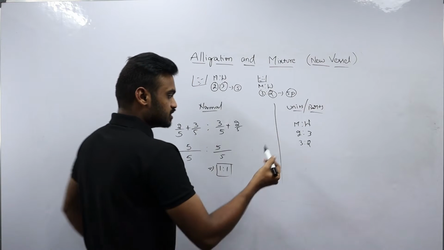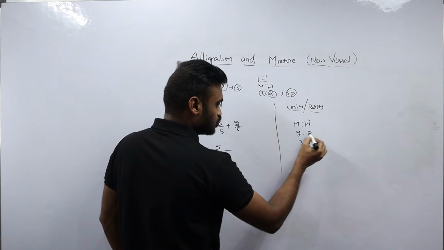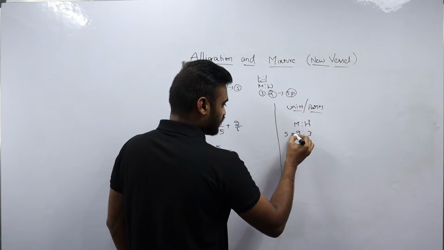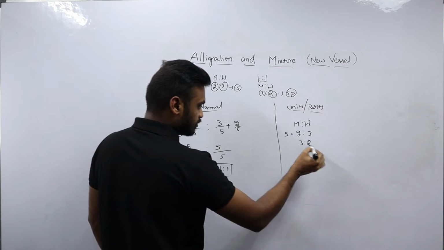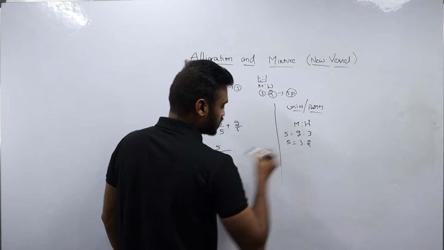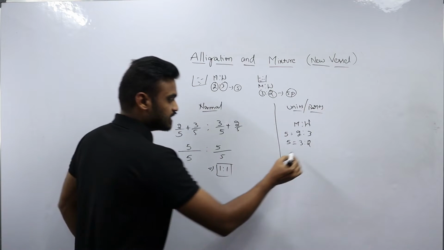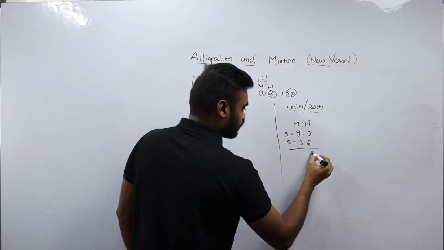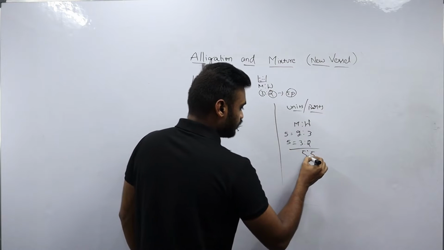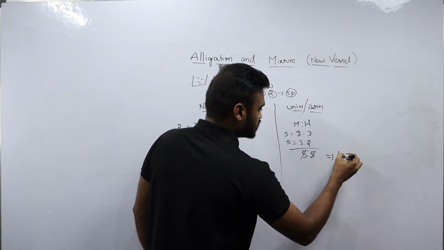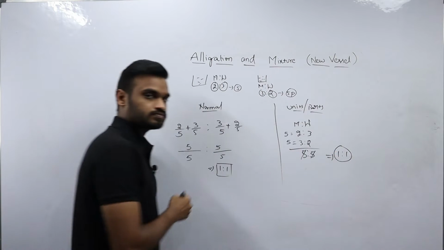Okay, see here, the number of parts in the first vessel, that is 2 plus 3, is totally 5 parts. Here also, 3 plus 2, there are totally 5 parts. Now if both the parts are equal, we can directly add them. So 3 plus 2, 5, is to 2 plus 3, 5. So the ratio is 1:1 in the new vessel.